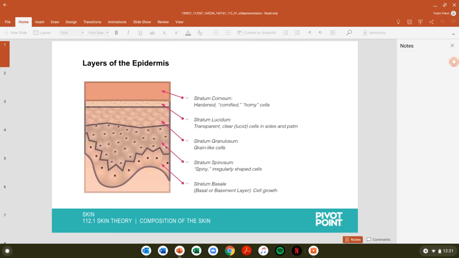So these are the 5 layers, and it's starting from the top of your skin and going deeper, and down here below that is the dermis. So in the epidermis, you have your stratum corneum, stratum lucidum, stratum granulosum, stratum spinosum, and stratum basal. Down below, it's easy to remember this very bottom one is responsible for cell growth because it's closer to the nourishment that's down below in the dermal layer. We'll go over these a little bit more.